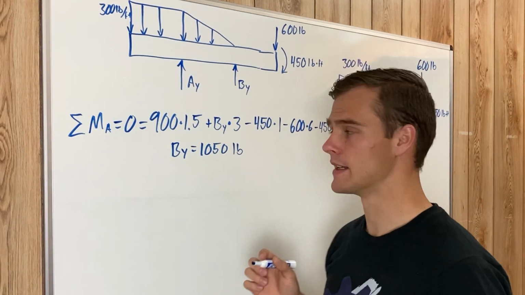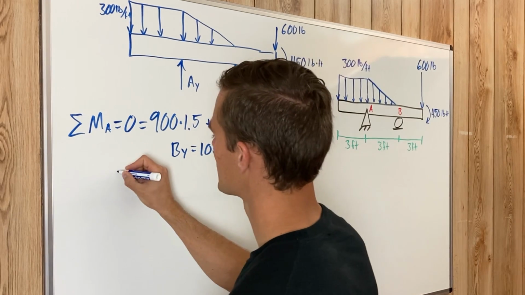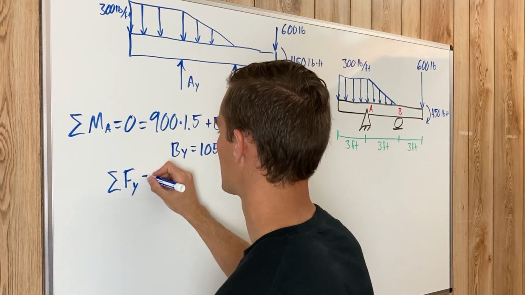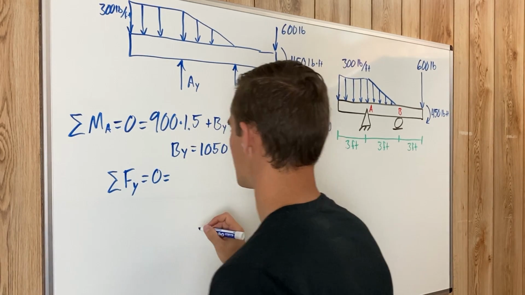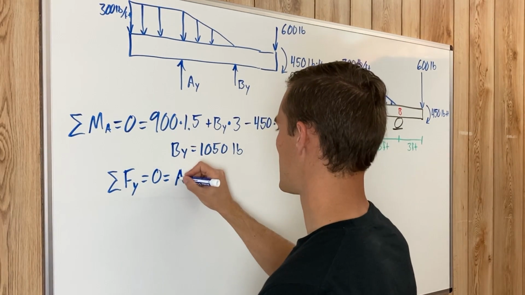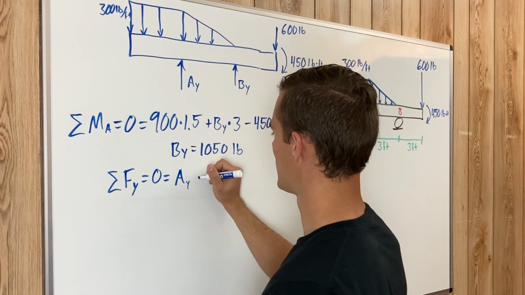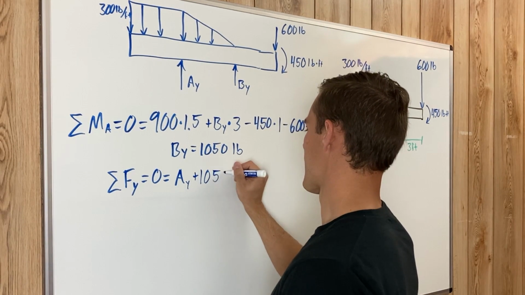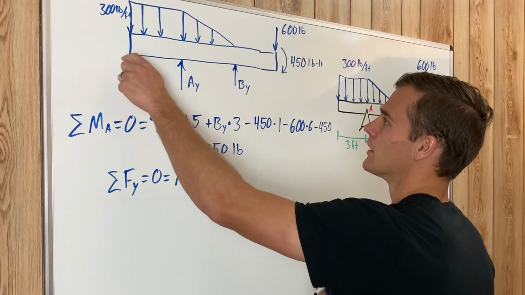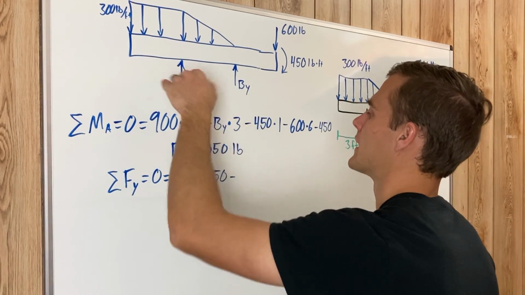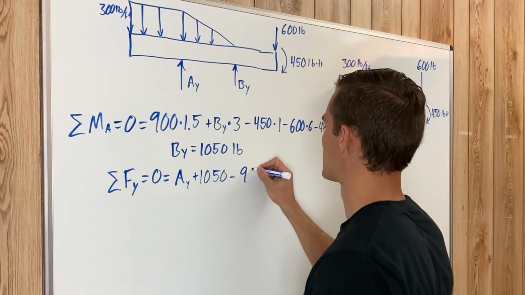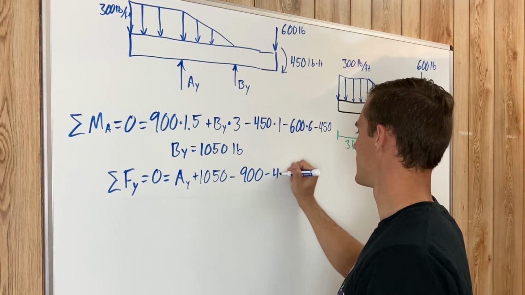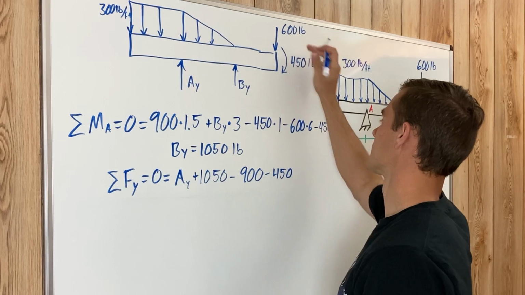Now we can sum forces in the y direction and solve for A sub y. So the sum of the forces in the y direction equals 0 because it is in equilibrium. You have A sub y, which is in the positive y direction, and B sub y, which is also in the positive y direction. And then minus, we found that this is pushing down with 900 pounds of force, so minus 900. This is 450, minus 450, and then minus the 600.